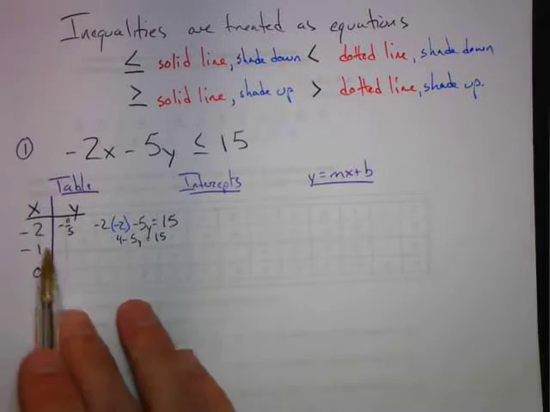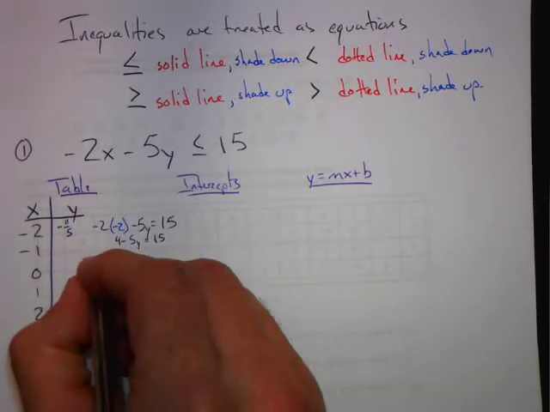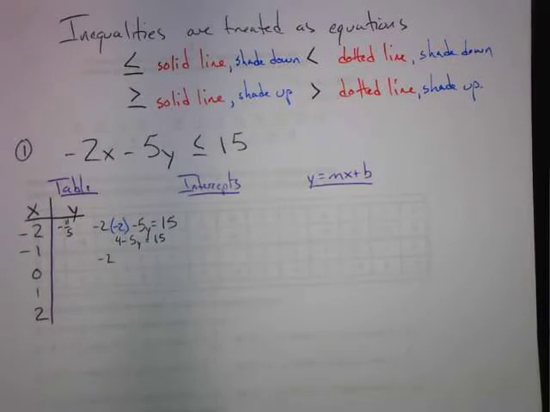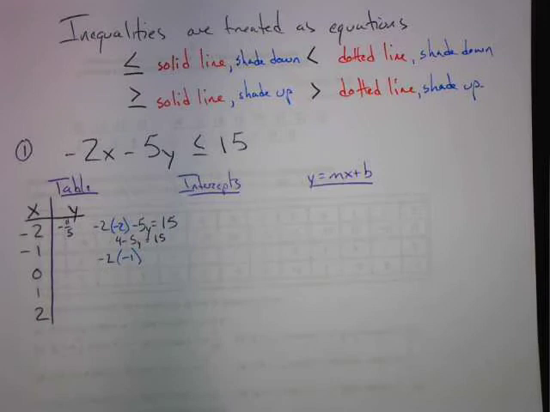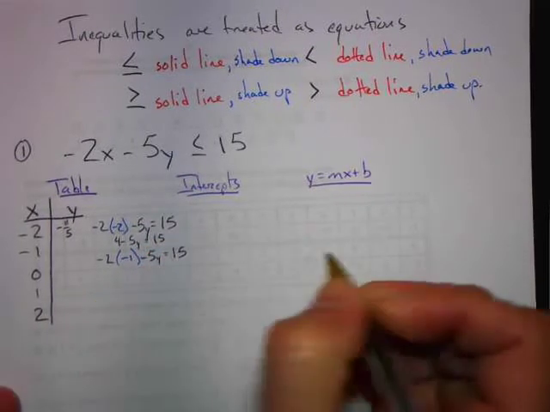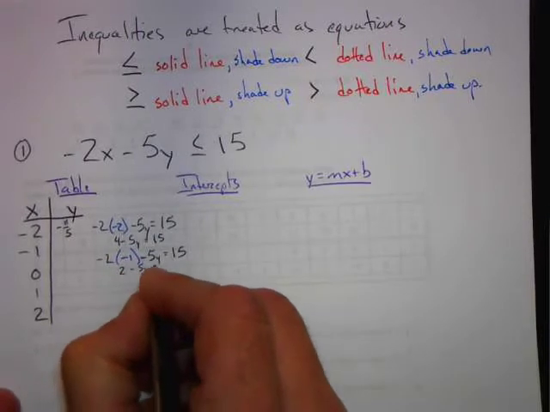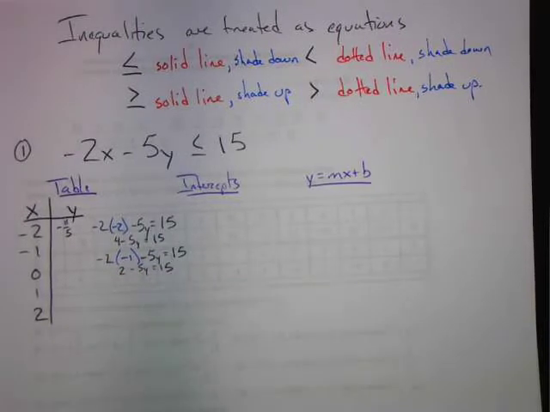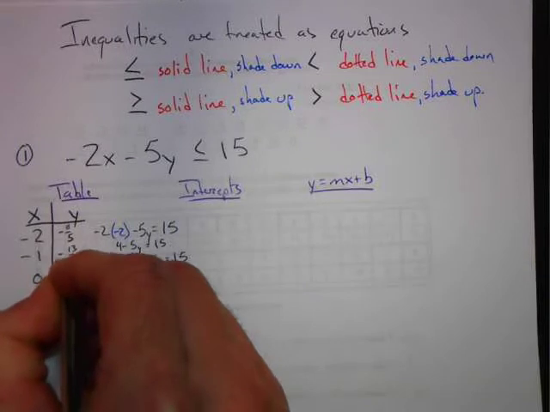So if we plug in -2 for x, we get -11 over 5 for y. Then we do the same thing for -1. So if we're graphing using a table of values, we have to do some substituting, some number crunching, and some solving. -2 times -1 is +2. So we have +2 minus 5y is equal to 15. Subtract 2, divide by -5. And then we get -13 over 5.